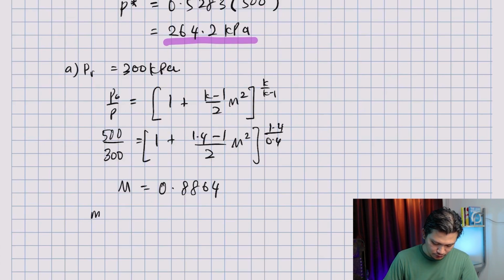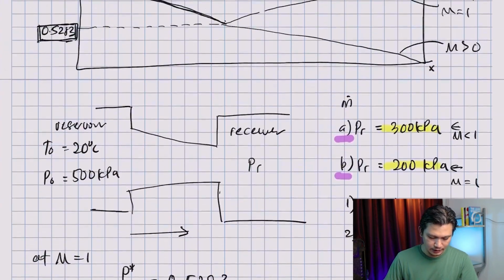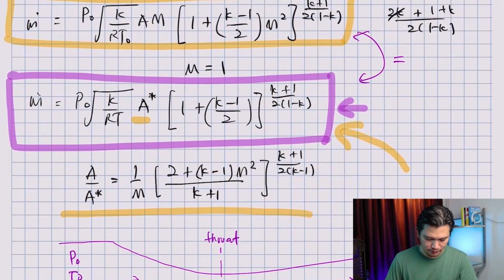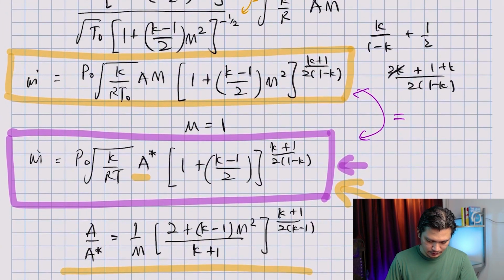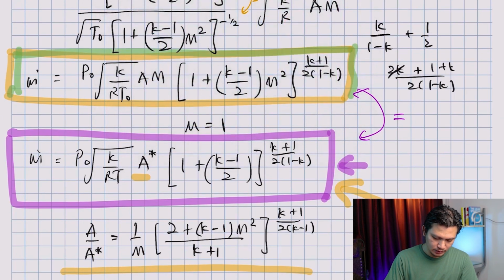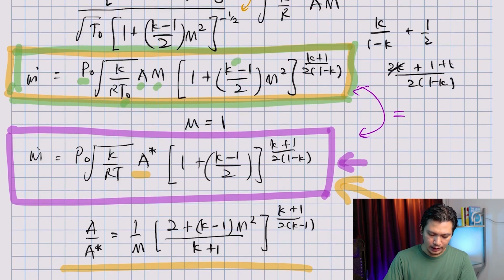Okay. Now we want to find the mass flow rate. Let's take a look at the equations that we've derived before, and I think this equation would be suitable. This equation, let me highlight it for you in green. This equation seems suitable because we know everything. We know P0, we know K, we know R, we know T0, we know the area. Now we have the Mach number and we have K. So that's all we need.